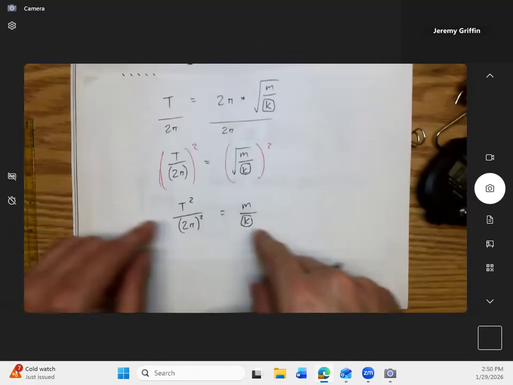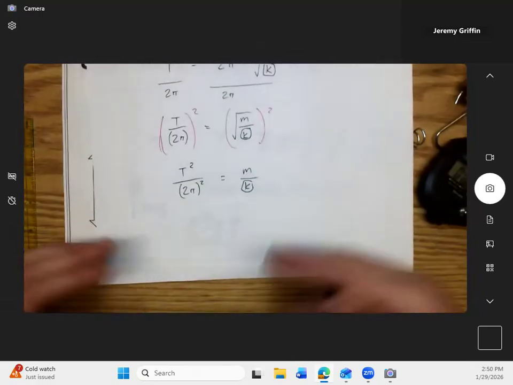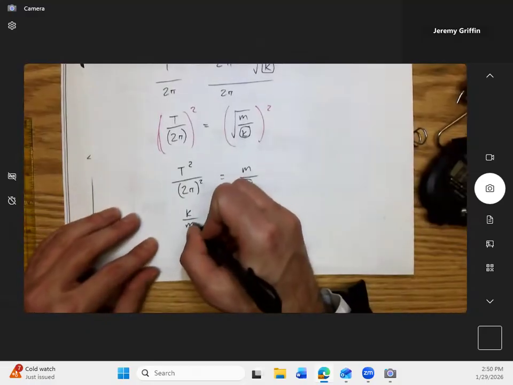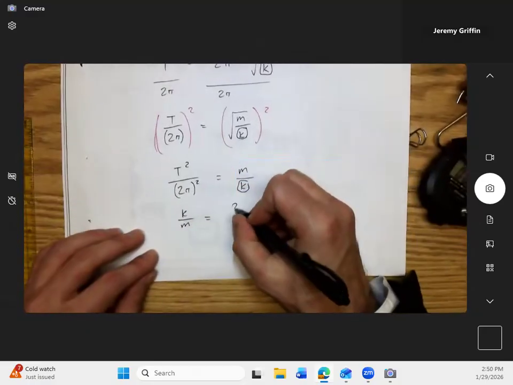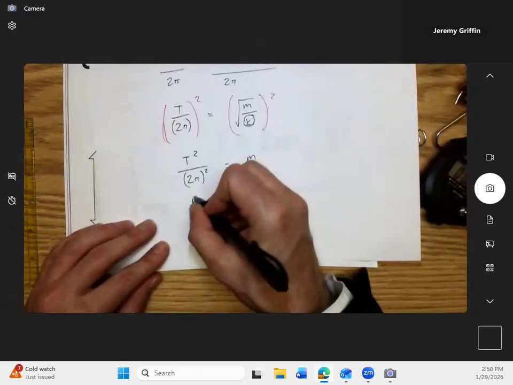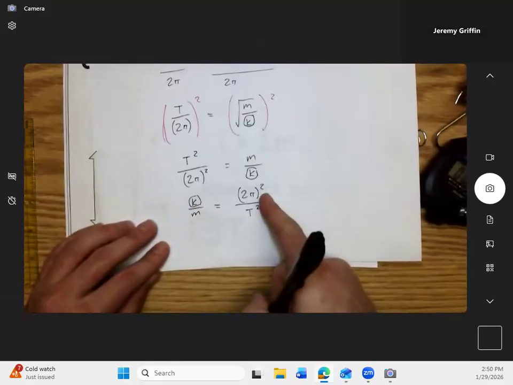Guys, can I do a little cross multiplication here? Or actually, let's do reciprocal. Let's try that. So I can say k over m. So I just swap this out. It is 2 pi quantity squared divided by the time period squared. And finally, if I want to solve for k, can I just cross multiply the m now?